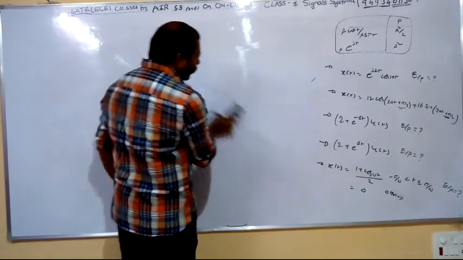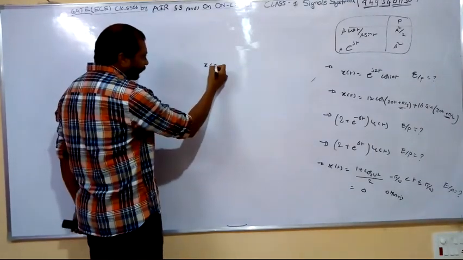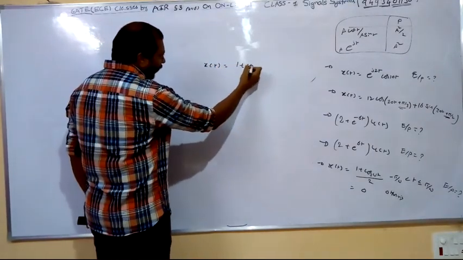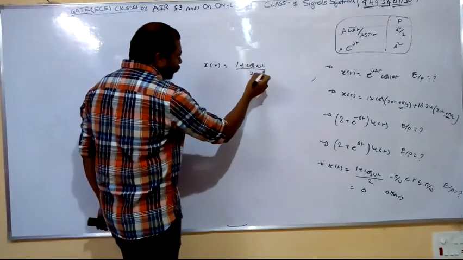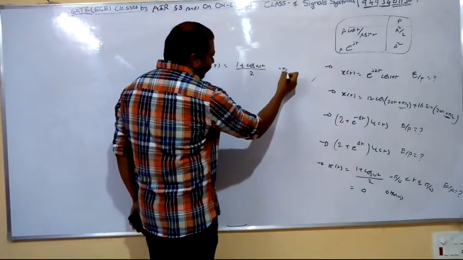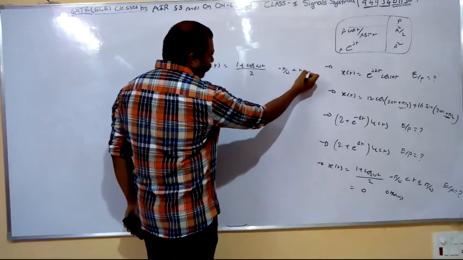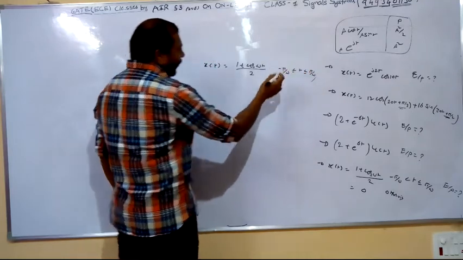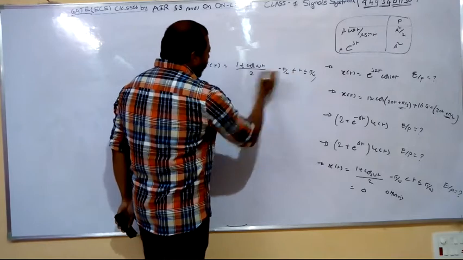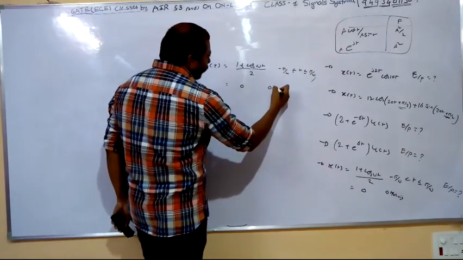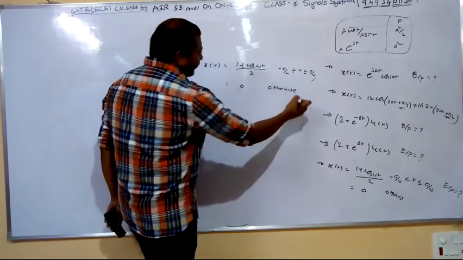Coming to the next one, the given signal x of t is equal to (1 plus cos omega t) upon 2, where the limits are from minus pi by omega less than or equal to t less than or equal to pi by omega. This is the limit they have given, and it is equal to 0 otherwise.